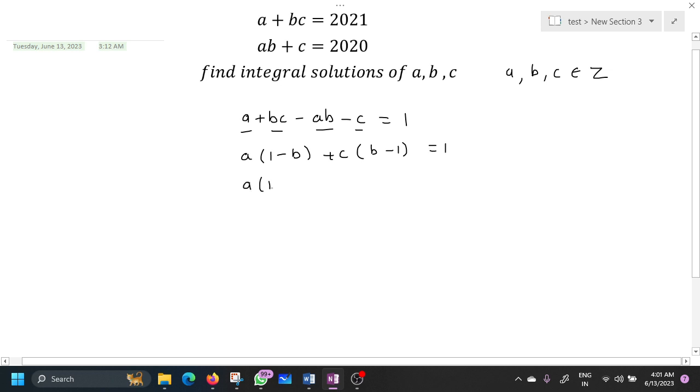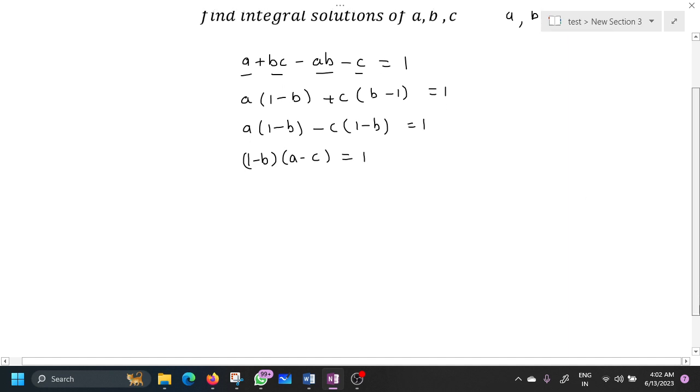Or a(1 minus b) minus c(1 minus b), we can flip the numbers inside the bracket and change the sign of the bracket, is equal to 1. So now you have (1 minus b)(a minus c) is equal to 1.